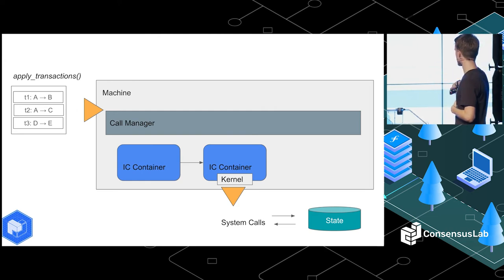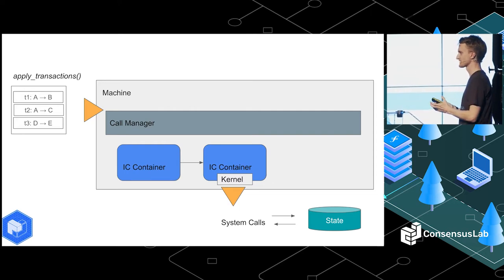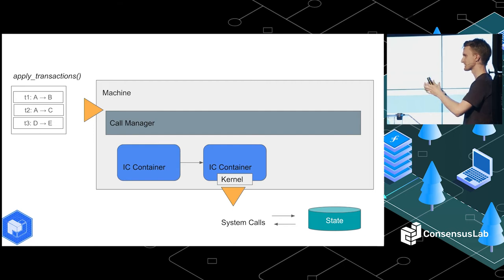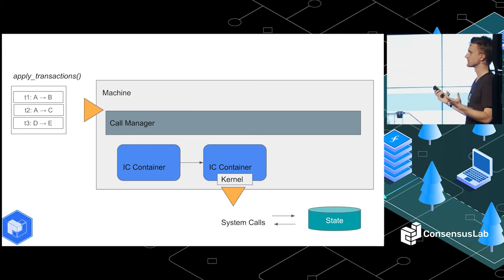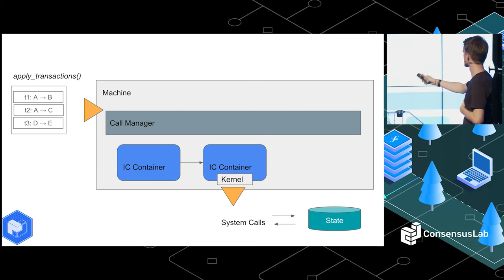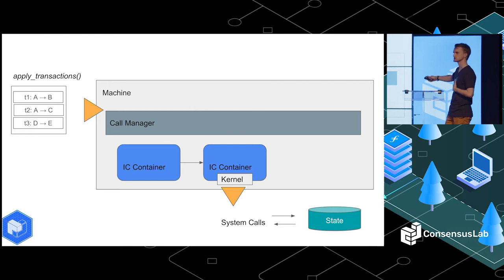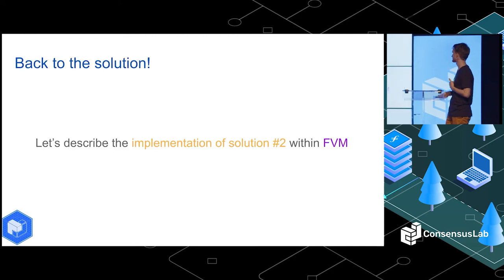The advantage of having these containers is that technically they're all local. They can access the outside world through the kernel and through system calls. So mostly, for example, they could access the state, they could access crypto functions, et cetera. The container can also spawn new containers if a send call is invoked, and the kernel would be passed along.